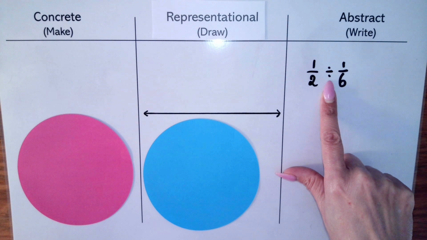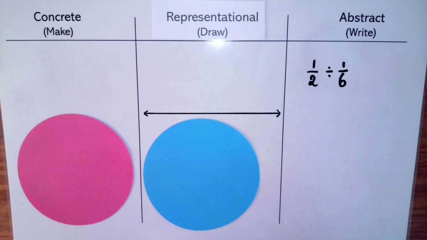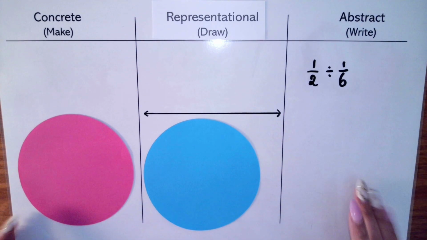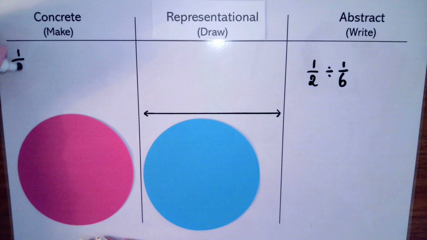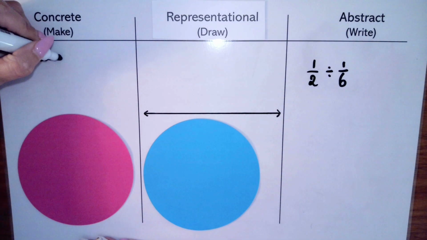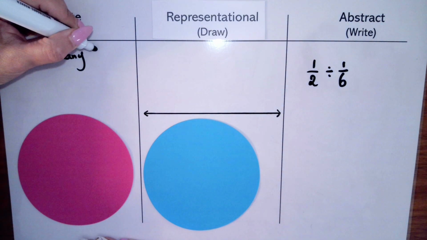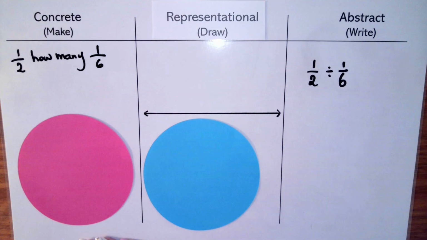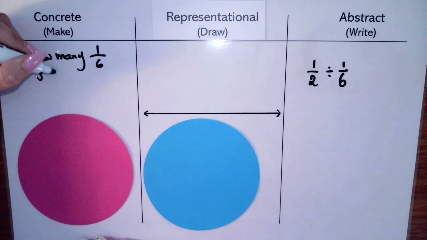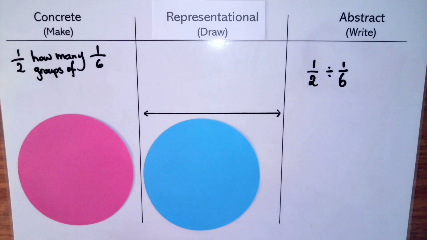So when we learn division, first of all, with whole numbers, we look at sharing or how many. So I'm going to get the students to change the way they think about this or the way they say this, and I'm going to say 1/2, how many 1/6, or how many groups of 1/6 will be in 1/2, and the result of this will make a lot more sense when we think about it in this way. So let's make a start.